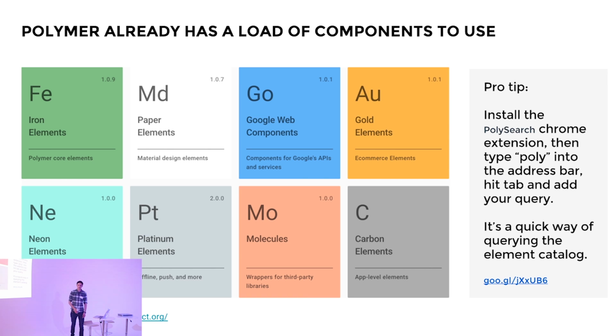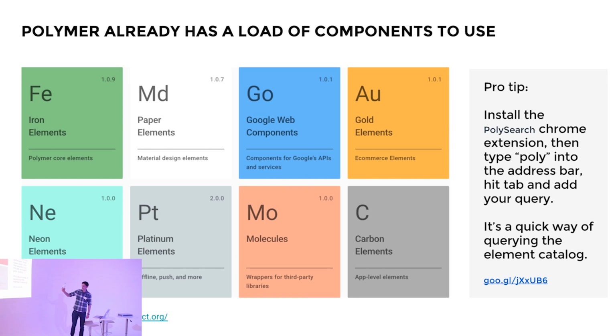It's quite a big subject, so I'm not going to go into it now. Platinum Elements are for service workers, so offline, basically turning your app into a true progressive web app, which is really, really cool. You've got notifications and caching and all that stuff in there. The most recent one is Carbon Elements, and this was released a few weeks ago. The first element in this is for routing, so that's really handy for single page apps.